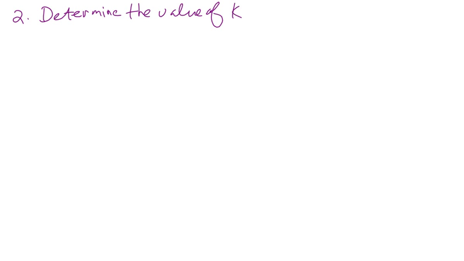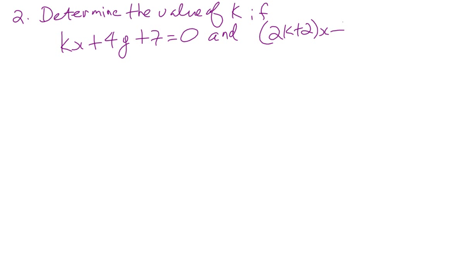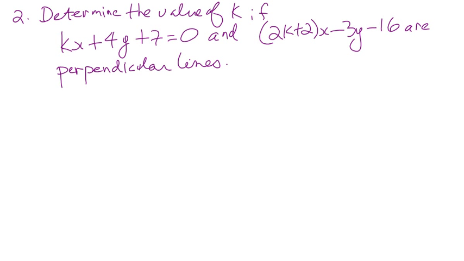Determine the value of k if kx plus 4y plus 7 equals 0 and 2k plus 2x minus 3y minus 16 equals 0 are perpendicular lines. How are we going to go about doing this?